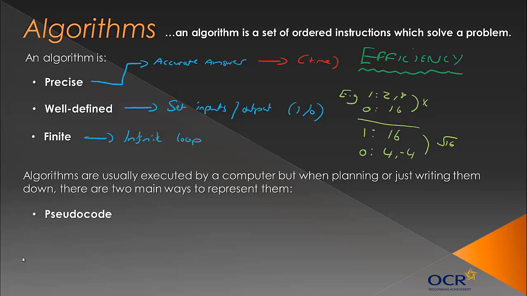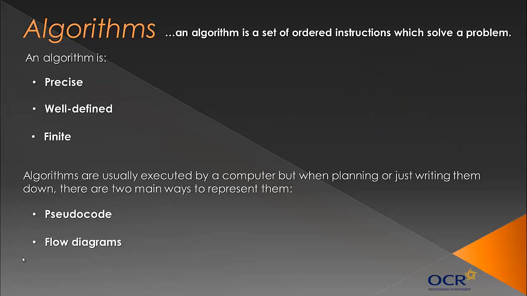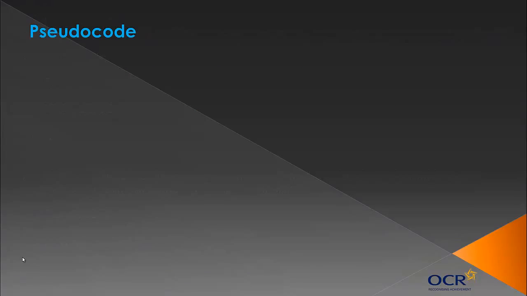So usually algorithms are executed by a computer, but when you're planning them down, we usually show algorithms in two ways, first of which is pseudocode, and the second of which is flow diagrams or flowcharts, same thing. So first of all, let's look at what pseudocode is. It's probably a good time to mention pseudocode. You'll probably use it in your controlled assessments perhaps, or you'll have the option to, and in your exam they may ask you to express an algorithm in pseudocode or flow diagram, or either.